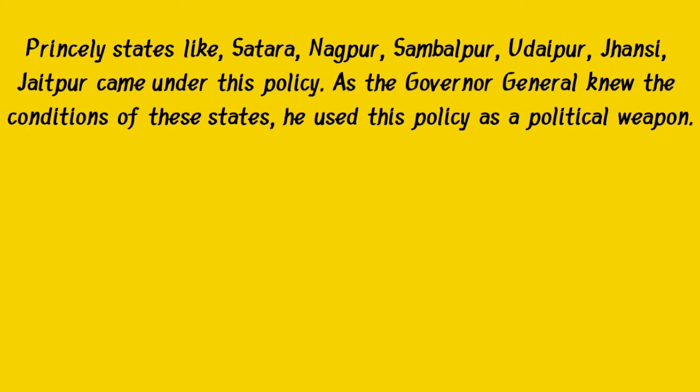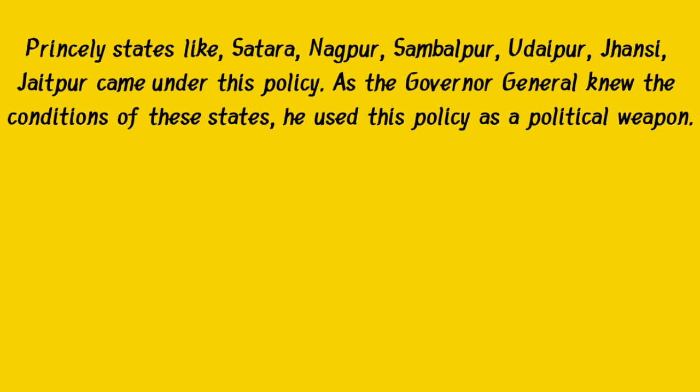First was Satara in 1848, then Sambalpur in 1849, then Jaipur in 1849, then Nagpur in 1854, Udaipur in 1854, Jhansi in 1854. So these were some of the princely states which were forced to accept the Doctrine of Lapse policy of Lord Dalhousie. So the Governor General knew the conditions of these states, he was very well aware that they don't have any children nor can they adopt. So he used this policy as a political weapon.